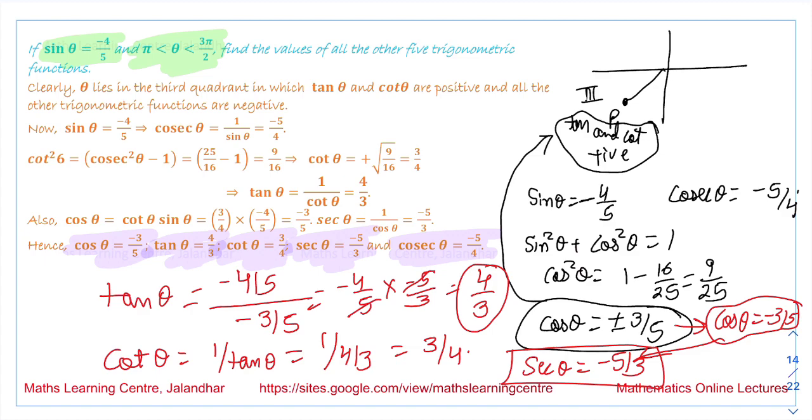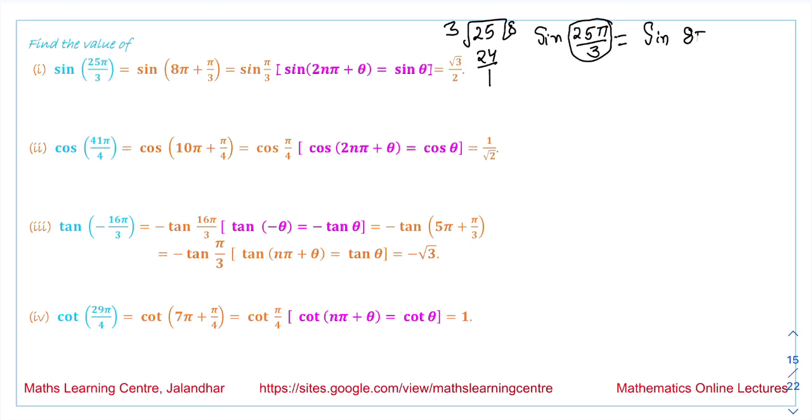Now next we have to find the values of the following. First is sine of 25 pi by 3. First of all we have to find in which quadrant this value is lying. So to find this, we divide 25 by 3, and we can write 25 pi by 3 as sine of 8 pi plus pi by 3.